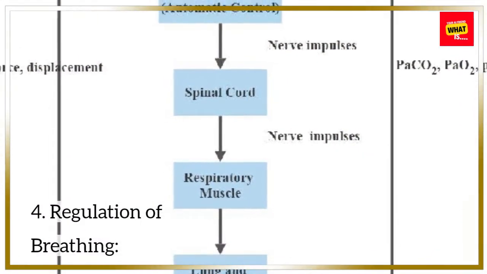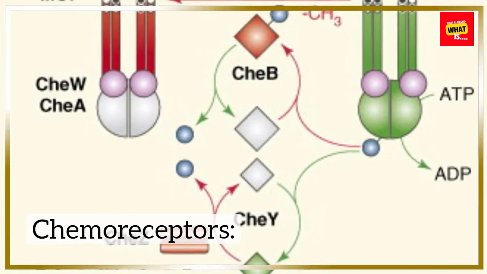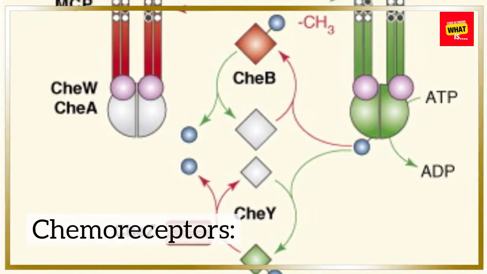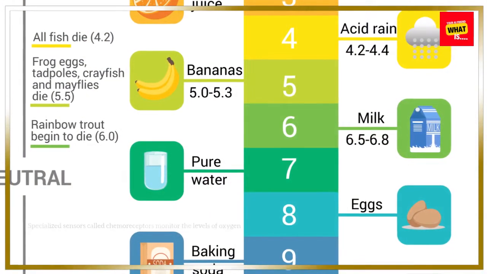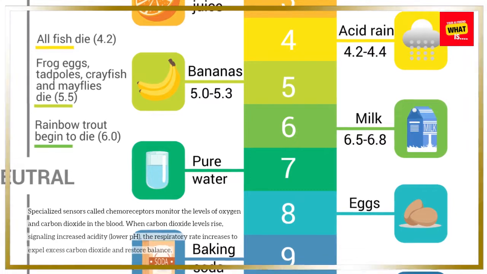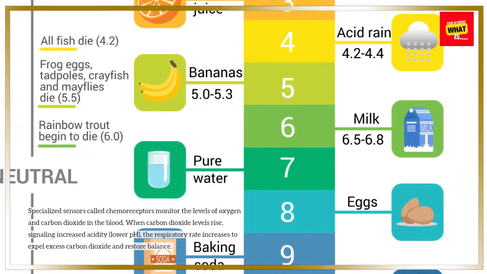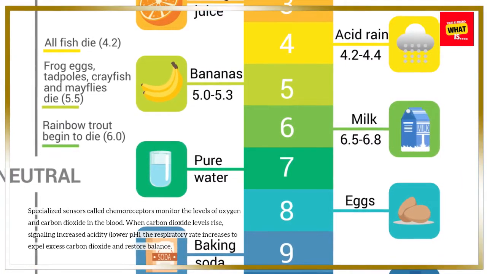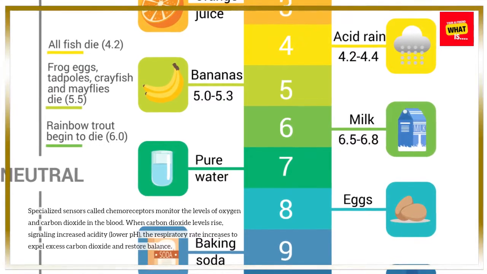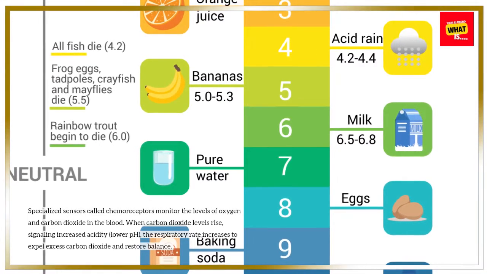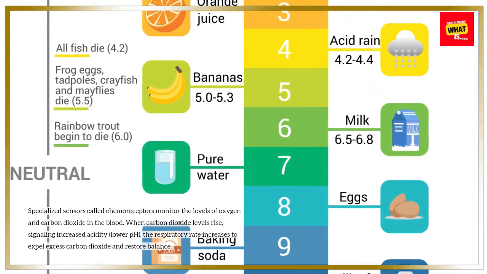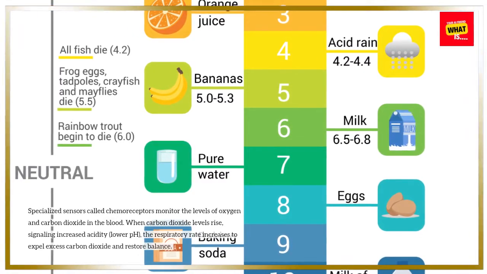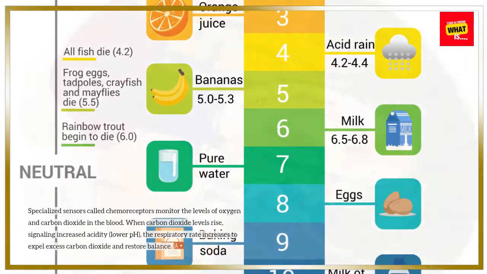4. Regulation of breathing. Chemoreceptors. Specialized sensors called chemoreceptors monitor the levels of oxygen and carbon dioxide in the blood. When carbon dioxide levels rise, signaling increased acidity, lower pH, the respiratory rate increases to expel excess carbon dioxide and restore balance.